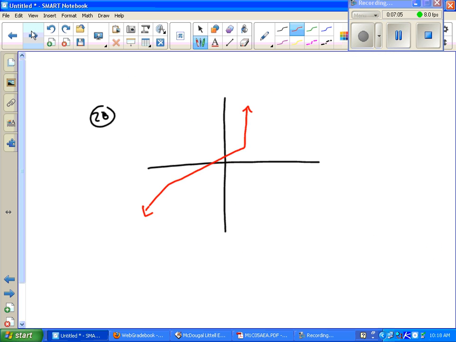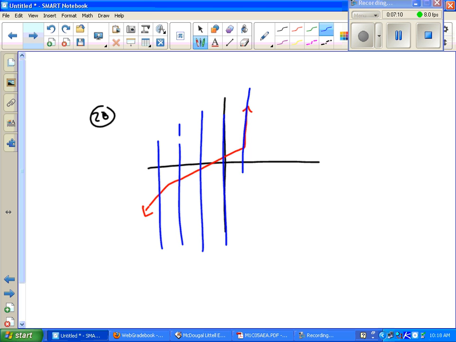Number 27, again, we're using the vertical line test. We're good all the way through here. When we get to this point, though, that is a vertical line where it touches here and it touches it an infinite amount of times in there. So since it touches it more than once, it is not a function.